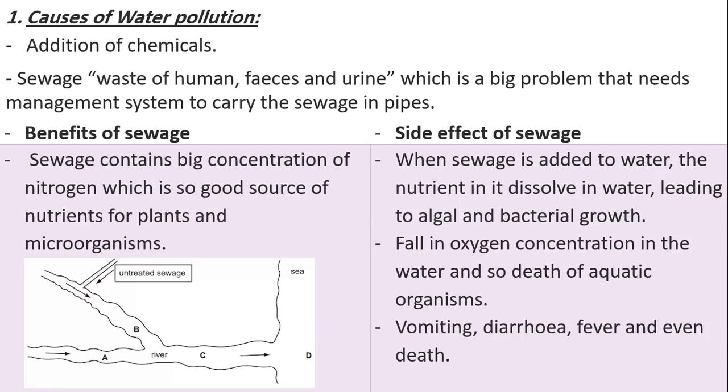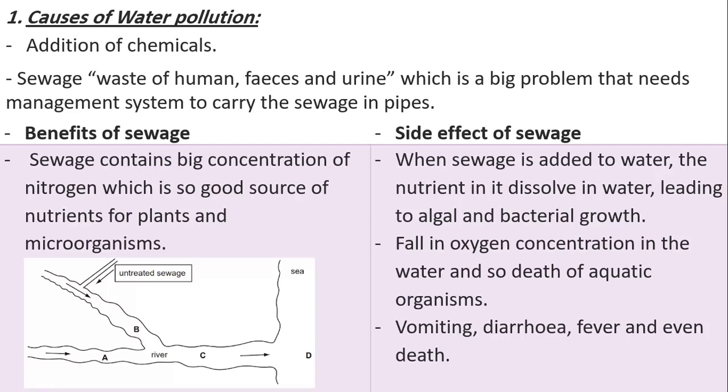So, what's sewage? It's the waste of human feces and urine into water, which is a big problem that we need to manage. Yes, we cannot stop it, but we can manage it. How? By creating a system of pipes that can carry this sewage water until it is purified and we can use it another time, as if we are recycling sewage water.